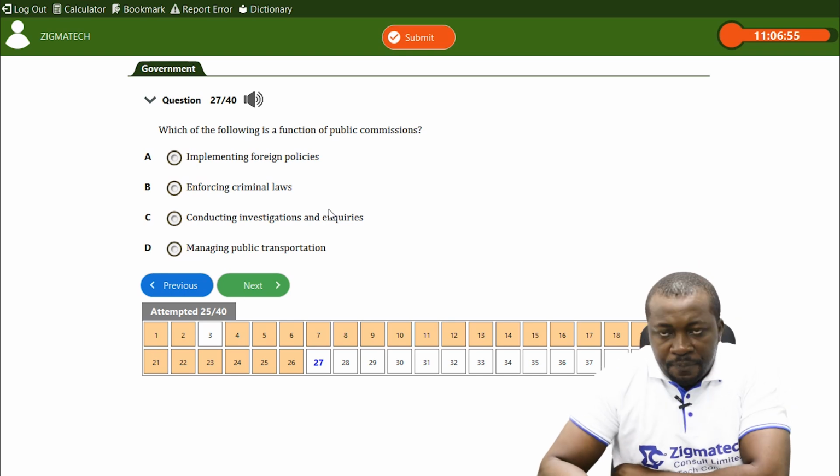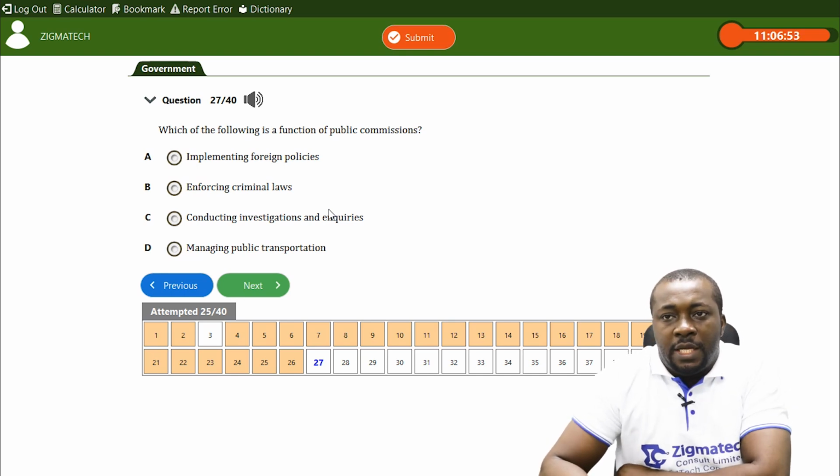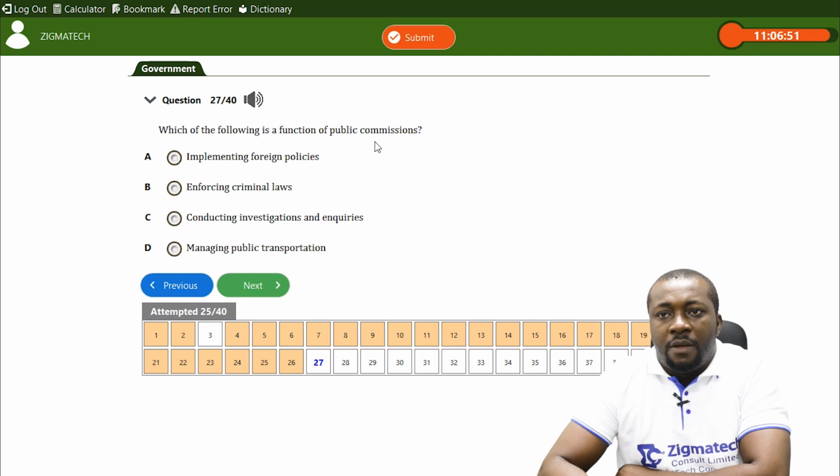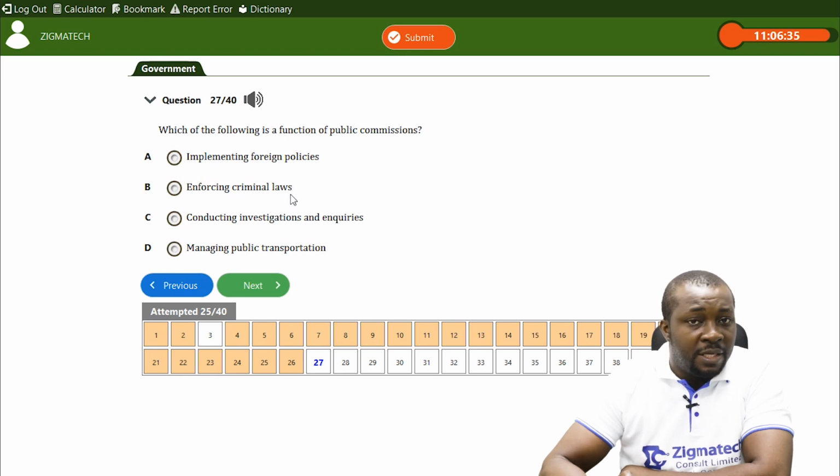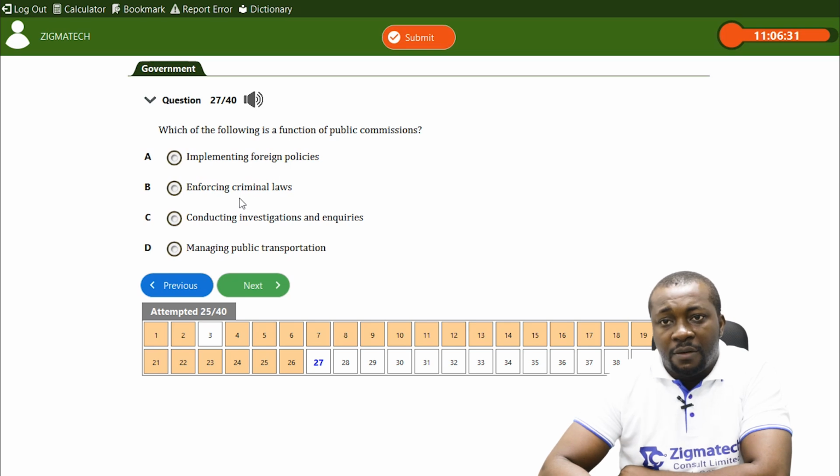Number 27, which of the following is a function of the public complaint commission? Now, public complaint commission does not implement foreign policies. You talk about a Ministry of External Affairs. Enforcing criminal laws, they are not enforcement agencies. They are not the police. So they don't enforce criminal law. D, managing public transportation. They are not the Ministry of Transportation.